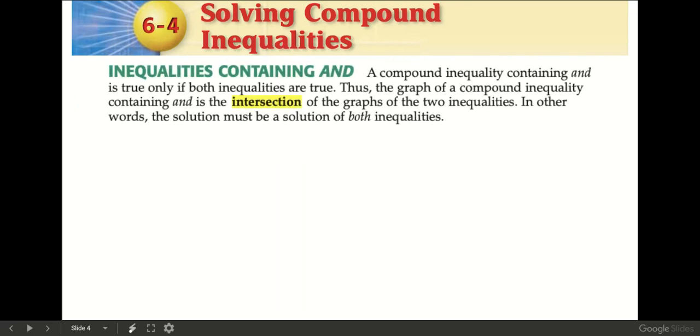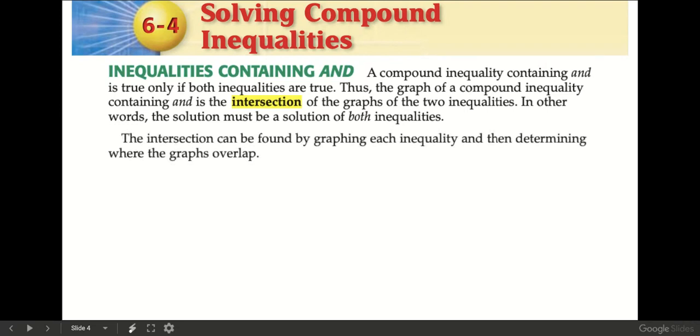Inequalities containing "and": a compound inequality containing "and" is true only if both inequalities are true. Thus, the graph of a compound inequality containing "and" is the intersection of the graphs of the two inequalities. In other words, the solution must be a solution of both inequalities. The intersection can be found by graphing each inequality and then determining where the graphs overlap.